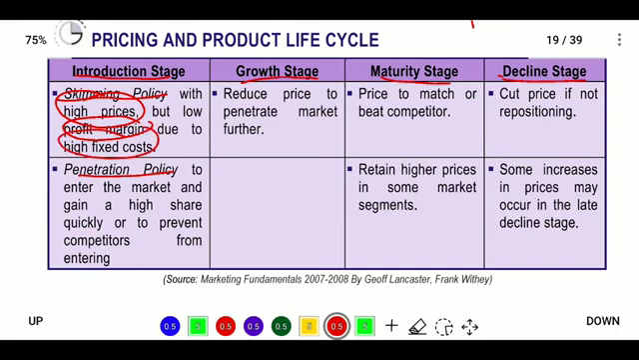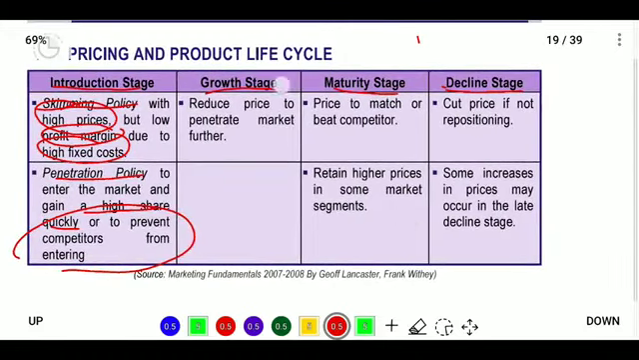In penetration, we have a low price, entering the market and gaining a high market share quickly. Because we have a low price, we will go fast and prevent competitors from entering. If you are selling at low cost, then competitors will not come quickly. Next, growth stage: reduce price to penetrate the market further.